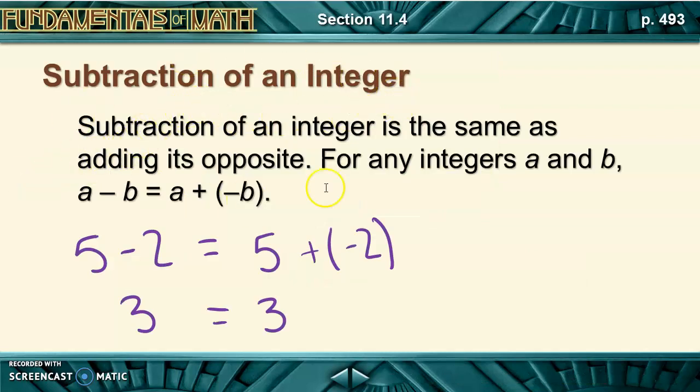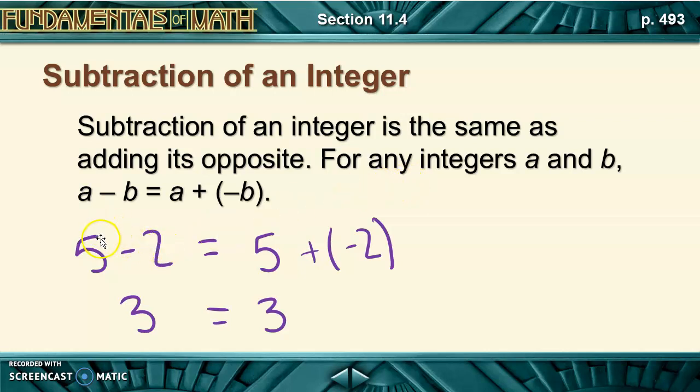Here's a good definition for you guys to write down in your notes. The subtraction of an integer is the same as adding its opposite. For any integers a and b, a minus b is the same thing as a plus negative b. Now this is a lot of gibberish kind of thrown at you in mathematical language, so let's try to give you some actual numbers just to kind of prove that this is true.